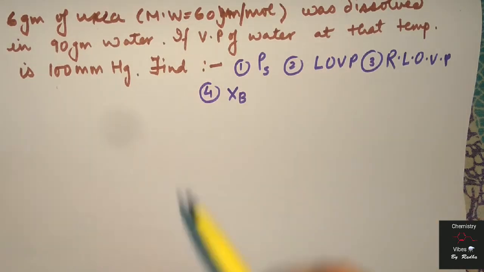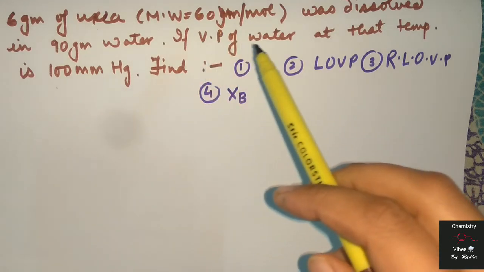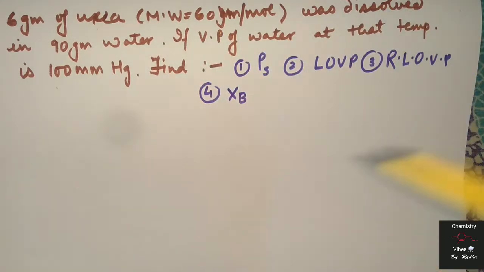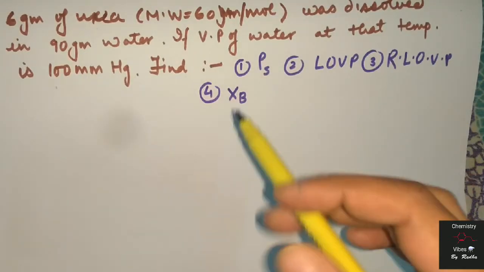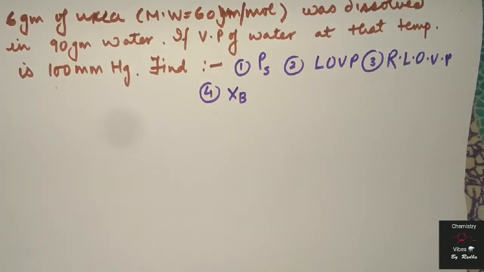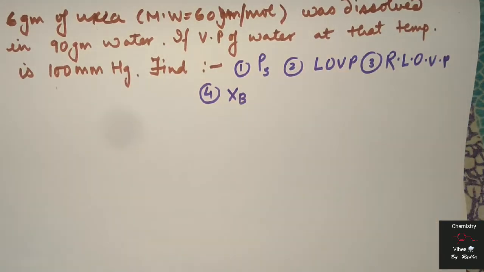See the question. 6 grams of urea, molecular weight of urea is given 60 grams per mole, was dissolved in 90 grams of water. That means urea is a solute, water is a solvent. If the vapor pressure of water at that temperature is 100 mm of Hg, find these 4 things: Ps, that is pressure of the solution, lowering of vapor pressure, relative lowering of vapor pressure, and mole fraction of B. So pause the video and then try to solve it on your own. Then we'll do the solution.